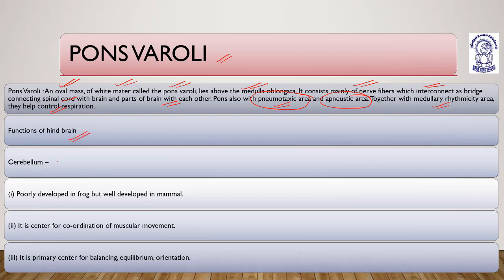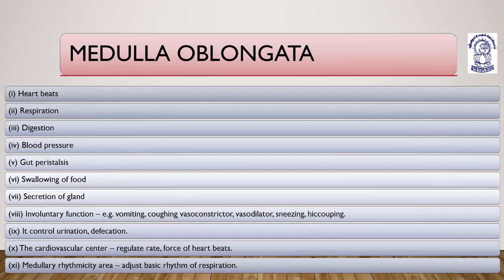Functions of the hindbrain. First, the function of the cerebellum: poorly developed in frog but well developed in mammals. It is a center of coordination of muscular movement. It is a primary center for balancing, equilibrium, and orientation.